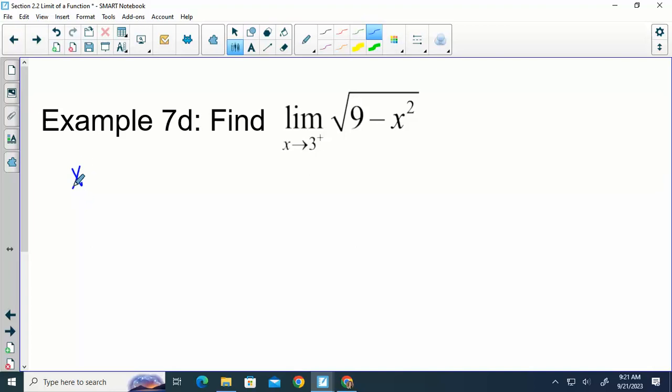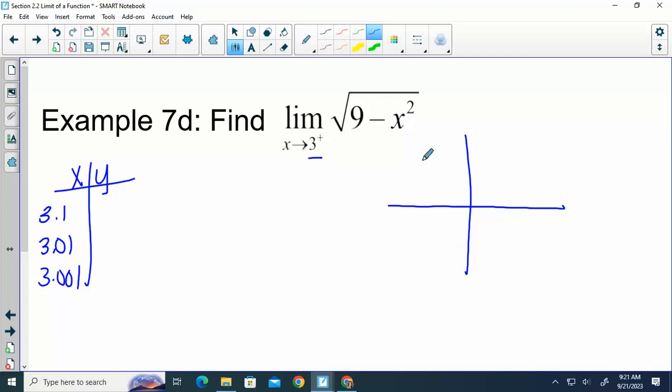The second one. If you try to do the t-chart and plug in, we need things bigger than 3, so 3.1, 3.01, 3.001. What are you getting if you put those in your calculator? Errors. Okay, let's figure out what this looks like. If you graphed it, what we get is if you put in negative 3, you get 0. If you put in 0, we get 3. If you put in positive 3, you get 0. We have just a semicircle. Calculator draws that much better than I did right there.